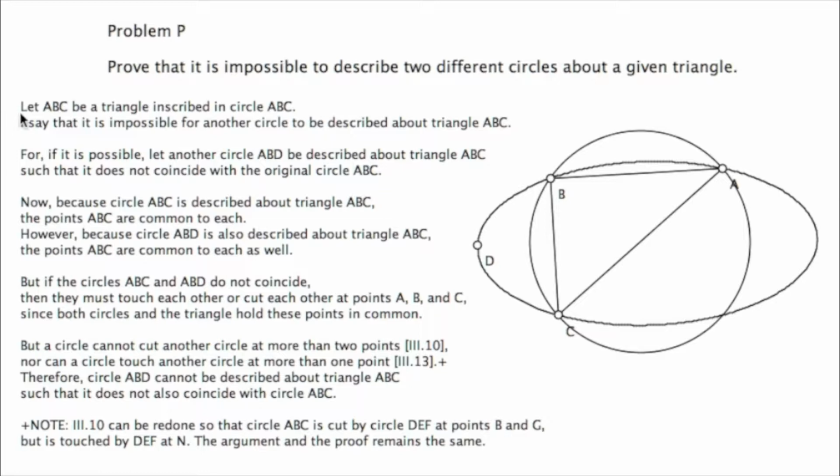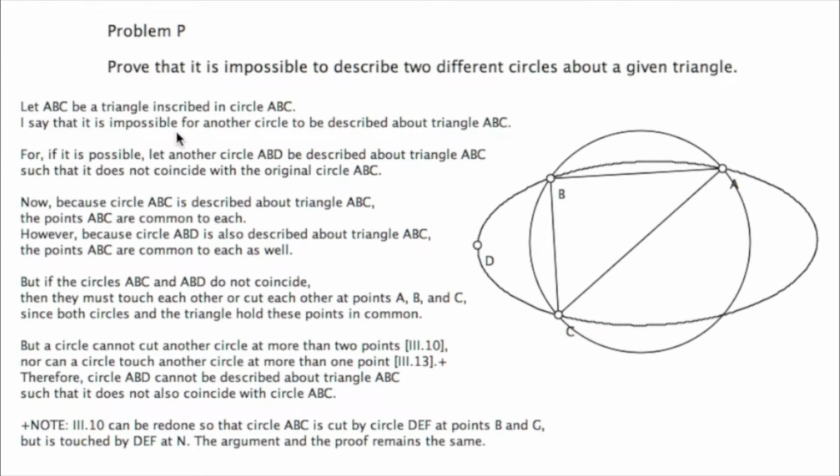We begin: let ABC be a triangle inscribed in circle ABC. So ABC here is our triangle. It's also the circle as well, because it passes through those 3 points. I say that it is impossible for another circle to be described about triangle ABC. So we're going to employ a reductio ad absurdum proof here, because those are pretty useful in these kinds of cases where we are trying to prove that something is in fact impossible.